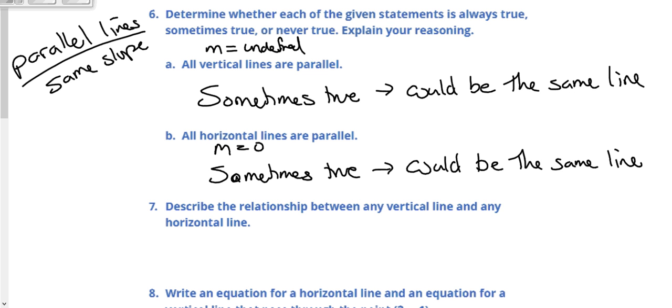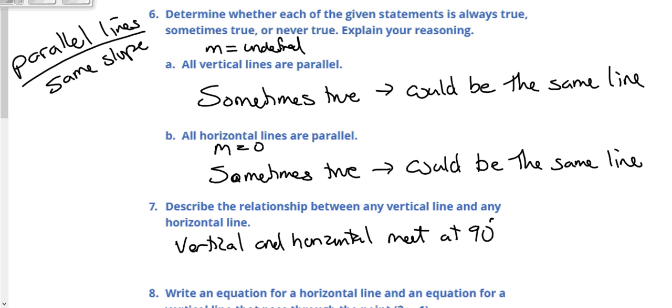All right, now the relationship between a vertical line and a horizontal line. Well, we know that a vertical and horizontal line meet at 90 degrees, which makes them perpendicular.